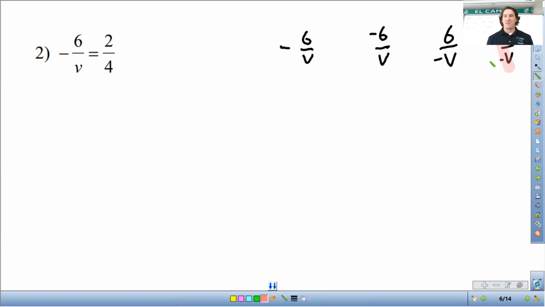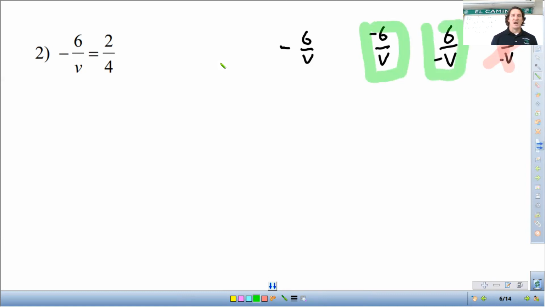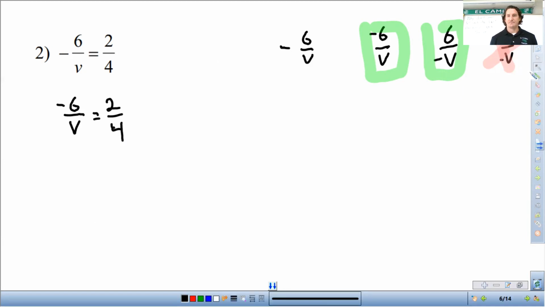A negative over a negative is a positive. So this would actually end up being a positive 6 over v. These other ways, you can move the negative to the top, or you can move it to the bottom, or you can just keep it out in front. When I'm working with proportions, I like to move it to the top, and that just makes it easier to keep track of the negative. So I'm going to move it to the top. So it's negative 6 over v is equal to 2 over 4. And then I'm going to cross multiply.